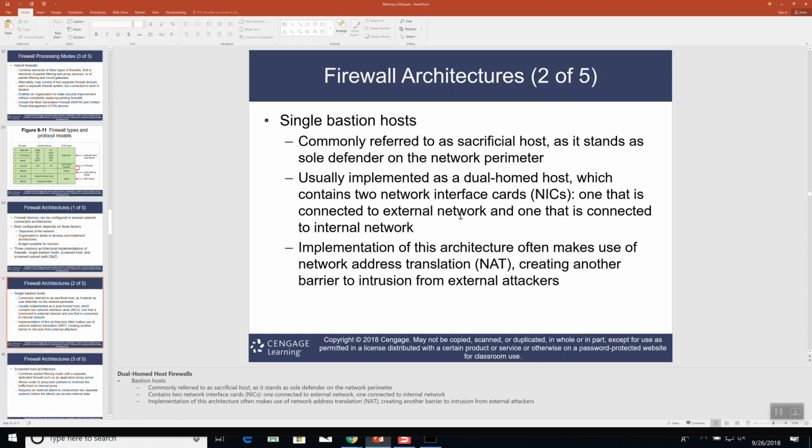Usually implemented as a dual-homed host, which connects two network interface cards, NICs. One is connected to an external network, one is connected to an internal network. Implementation of this architecture often makes use of network address translation, creating another barrier to intrusion from external attackers.